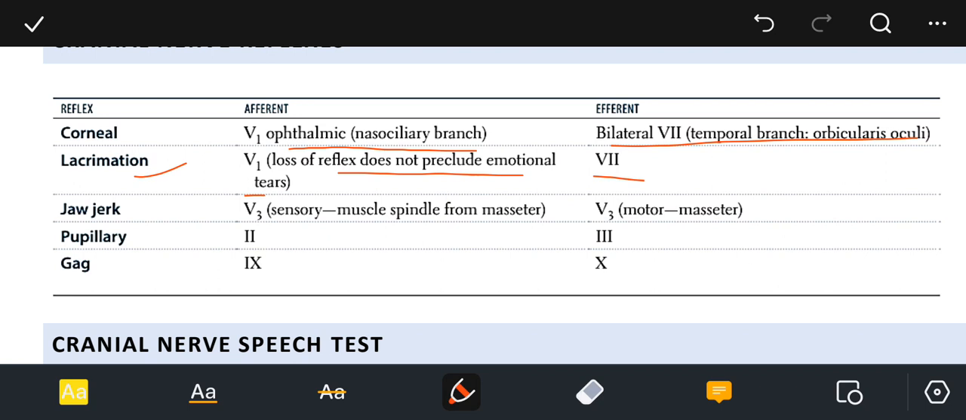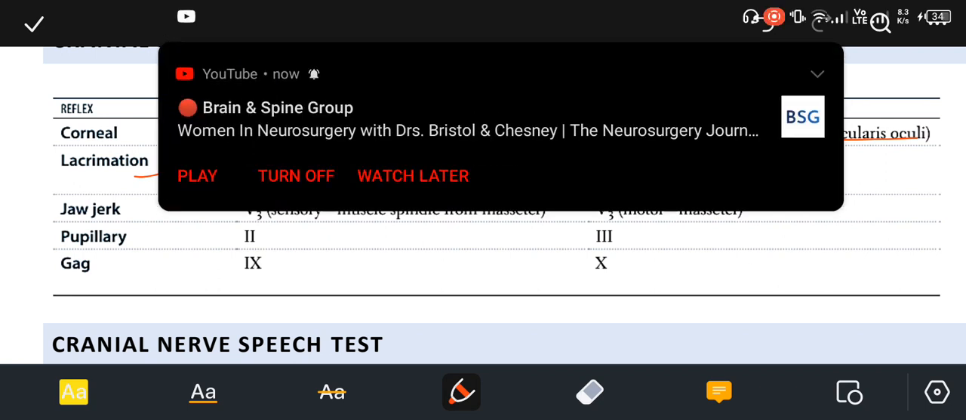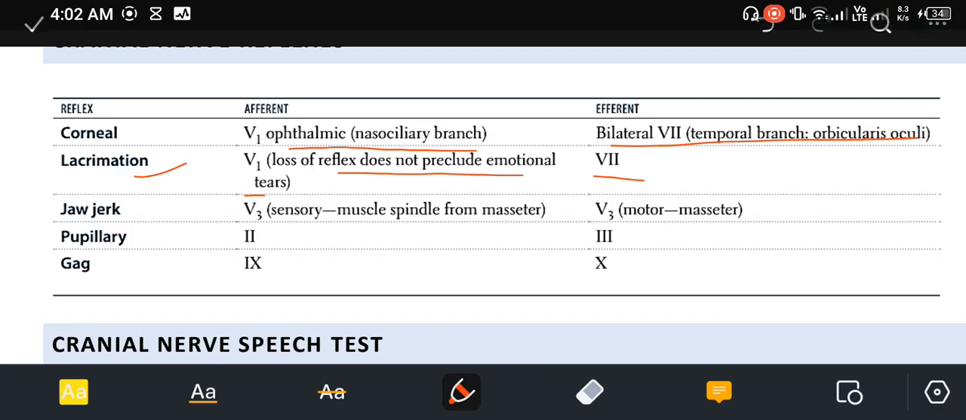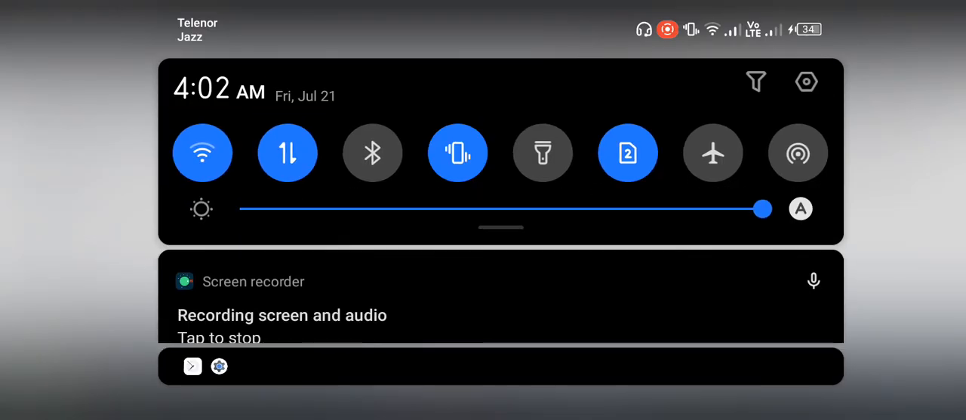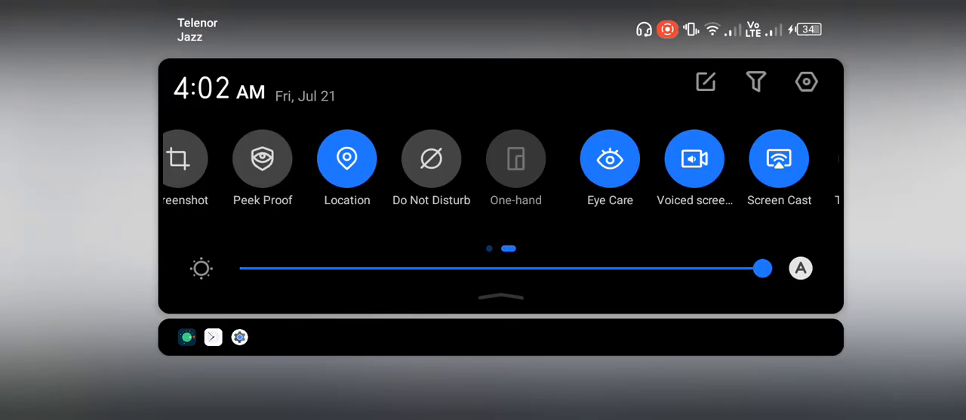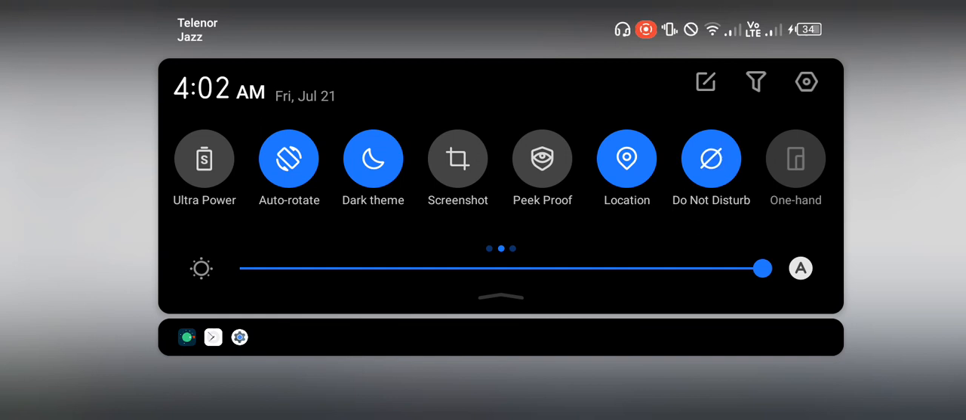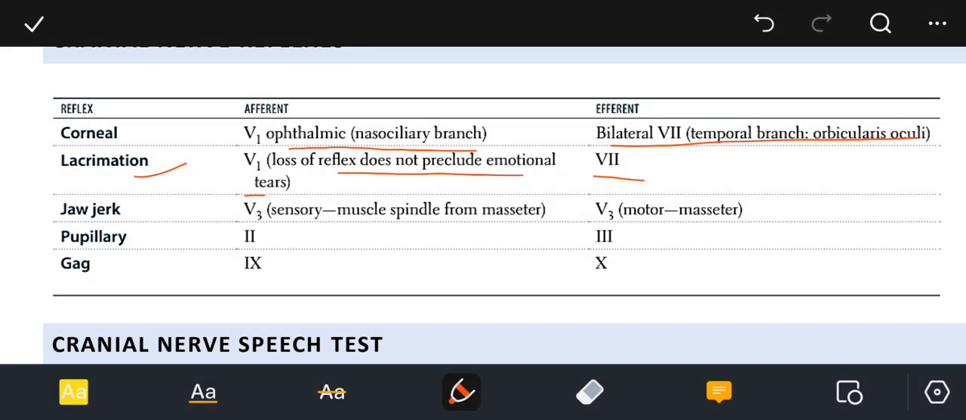In any of these scenarios, the emotional tears are not dependent on the cranial nerves. So you must remember that even in deficits of the reflex arc, the emotional tears will still be there.